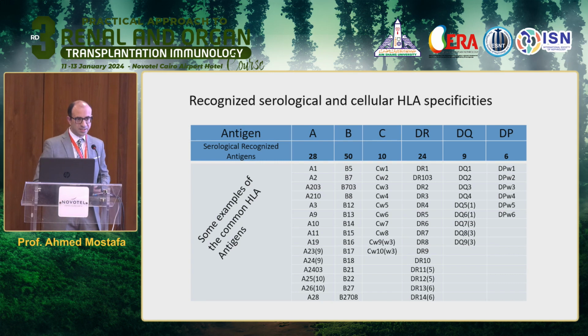So as I mentioned, HLA is the most polymorphic region in our system. Here I just put a snapshot of the commonest serological, or recognized, antigens that we know. For example, we have 28 recognized antigens for A, 50 for B, and so on. And every time they discover one antigen, it gets a number. So you can see the first one they discovered was called A1, the next one was A2.